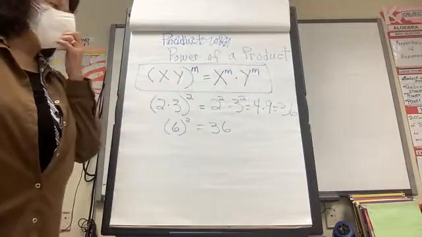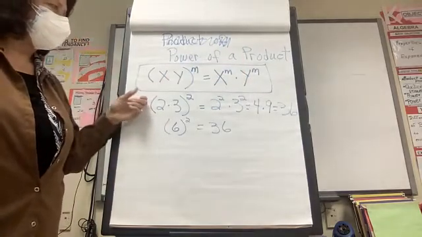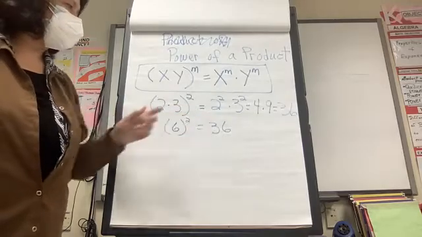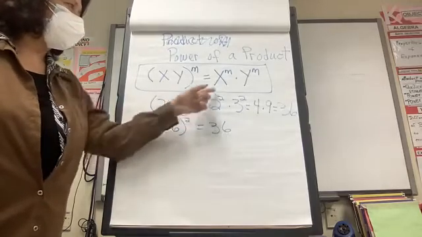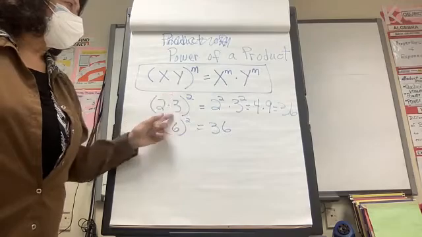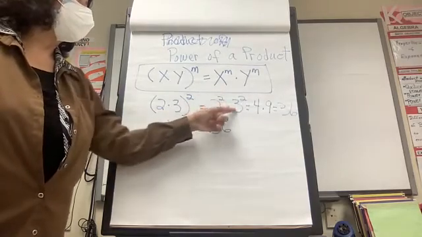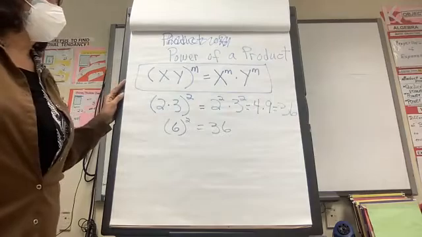Okay, so XY quantity to the M is equal to X to the M times Y to the M. And the proof is in the pudding. 2 times 3 squared is 6 squared, which is 36. And 2 squared, given the power to the first one, times 3 squared, given the power to the second one, gives me 4 times 9, which is 36.